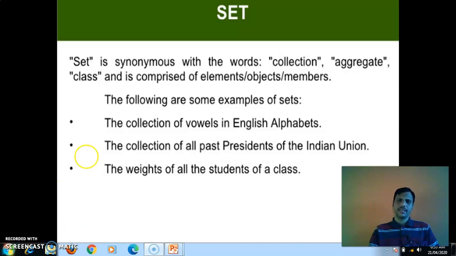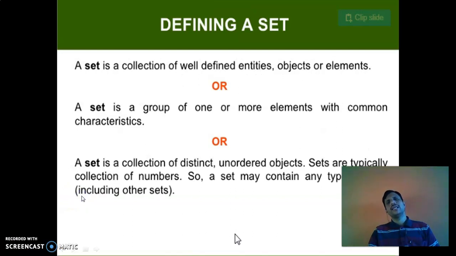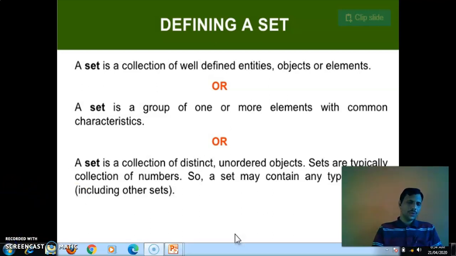Can you define sets? A set is a collection of well-defined objects or elements. A set is a group of one or more elements with common characteristics. Another way we can say that a set is a collection of distinct unordered objects. Generally, sets are typically collections of numbers. So a set may contain any type of data including other sets. You can see the definition on your screen.